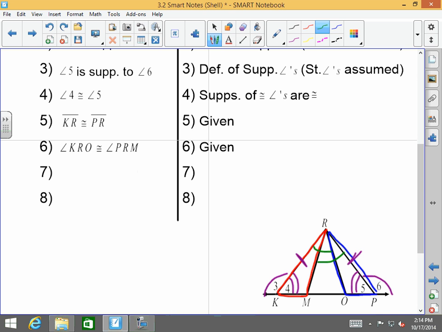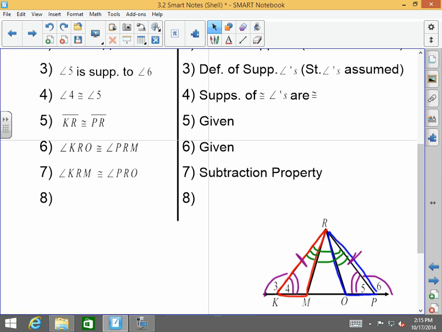Yes, sir. Thank you. KRM is congruent to PRO because of subtraction. Very good job. You subtracted MRO from KRO, and you subtracted MRO from PRM. And now I can prove that triangle KRM is congruent to triangle PRO because of the angle side angle.